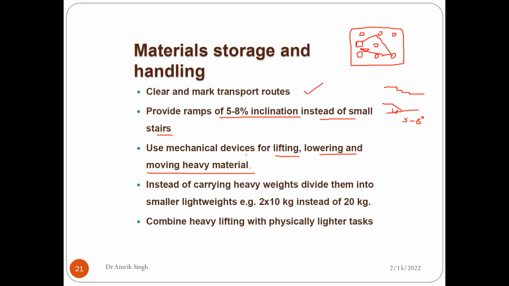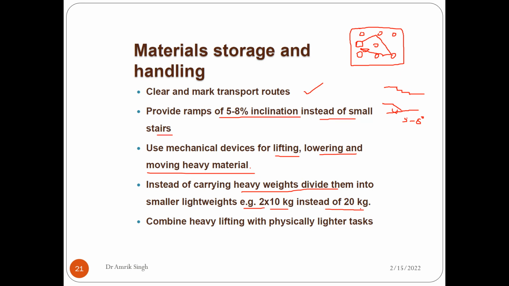So as we have seen in the previous slides, the person was lifting that box manually. So instead of using the manual lever for lifting and lowering, you should use the lifting device. Instead of carrying the heavy weights, divide them into smaller light weights. That is 2 into 10 kg instead of 20 kg. Okay? So it is like this.